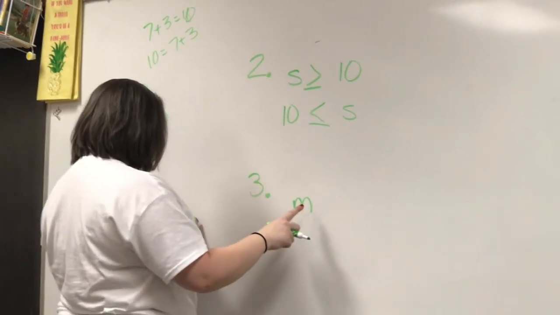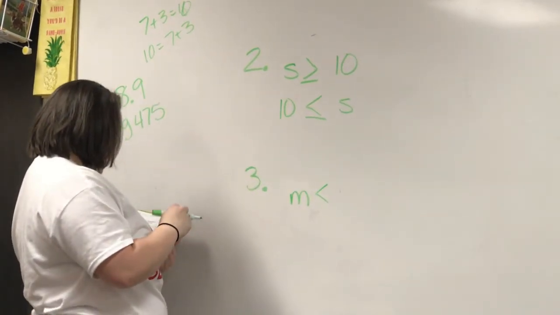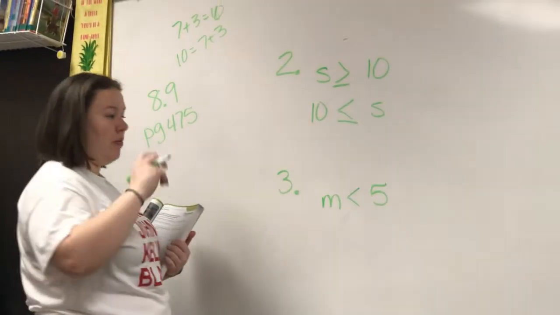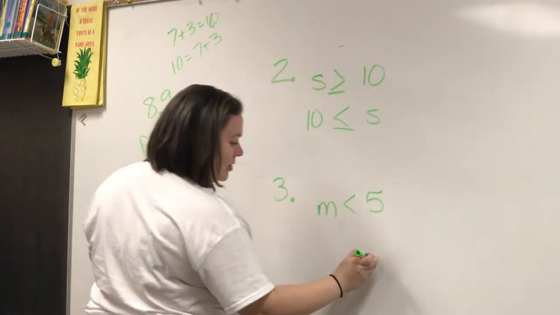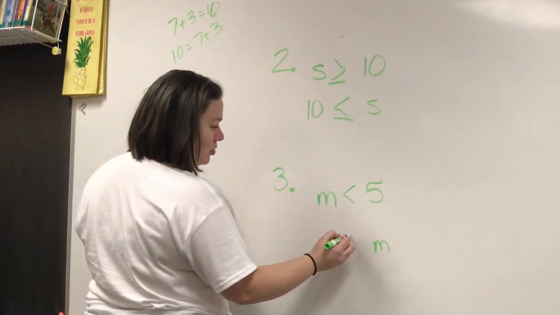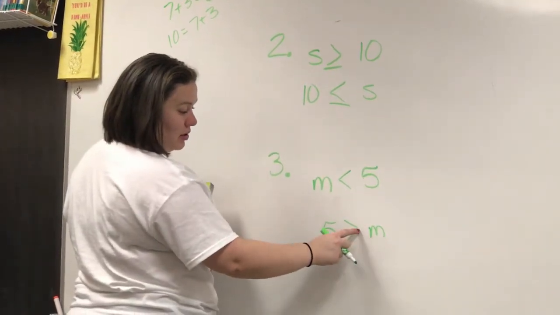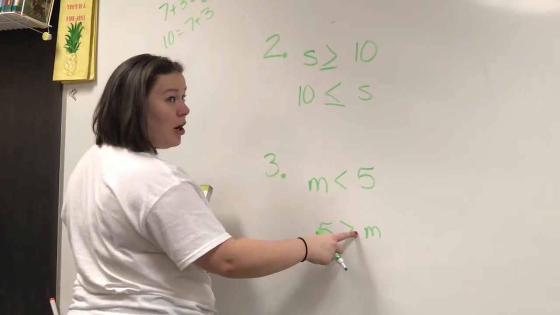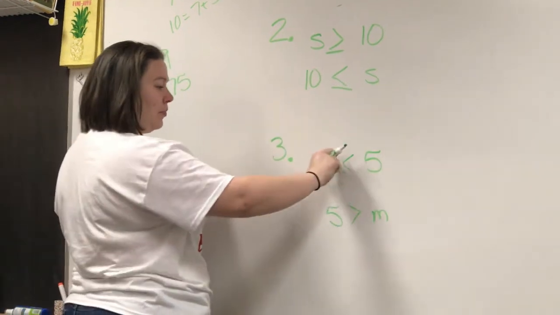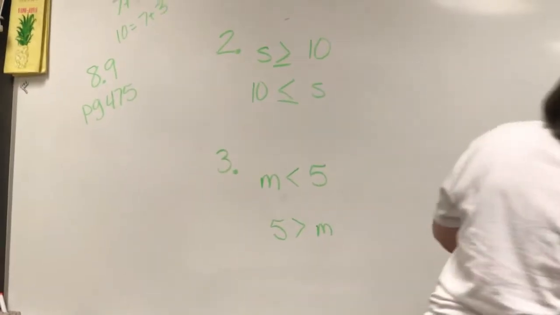The mass, which is the letter M, is less than 5 kilograms. Remember, I want you to flip it, so M is going to be over here, 5 is going to be over here, and we have to change our symbol direction. Okay? The M is still less than. You see how the smaller part of the inequality symbol is towards the M. Okay? It's less than.